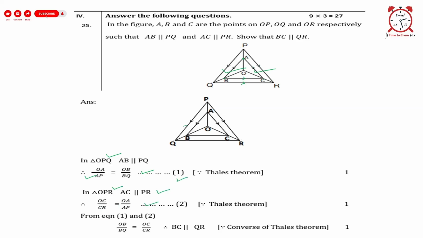First result is here. So in both results you can see that OA upon AP is equal. So by comparing 1 and 2, we will have OB upon BQ equal to OC upon CR, and this is our required result, because if we prove OB upon BQ equal to OC upon CR, this leads to proving BC parallel QR, and this is the converse of the Thales theorem that we have to write here as a reason. So in that way we have to prove this question.